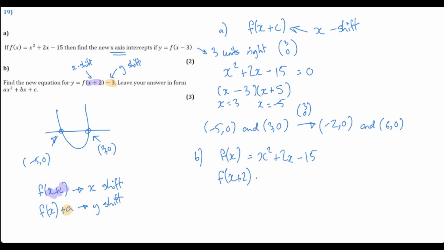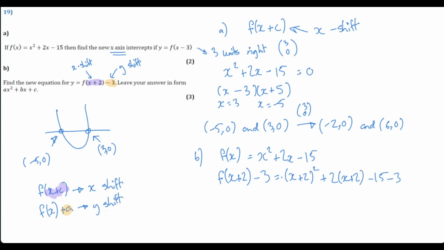But I can't forget the minus 3 as well. So this will become (x + 2) squared plus 2 times (x + 2) minus 15, then minus 3. Quite a lot of expanding and substitution here, but that's fine. We can sort through this.